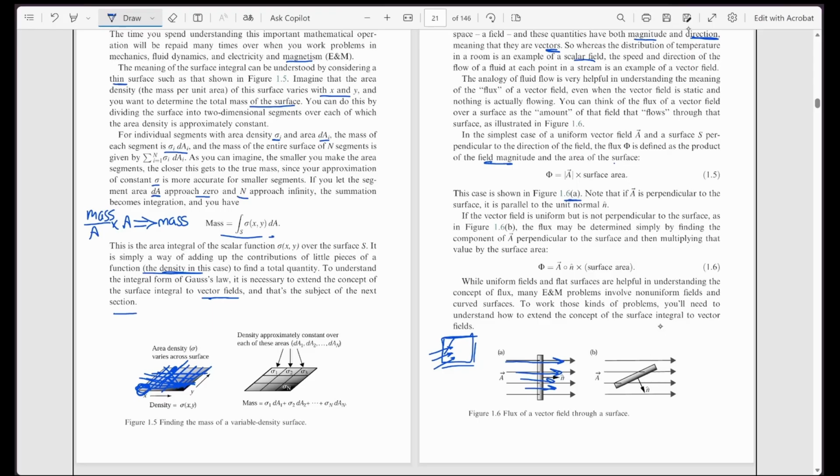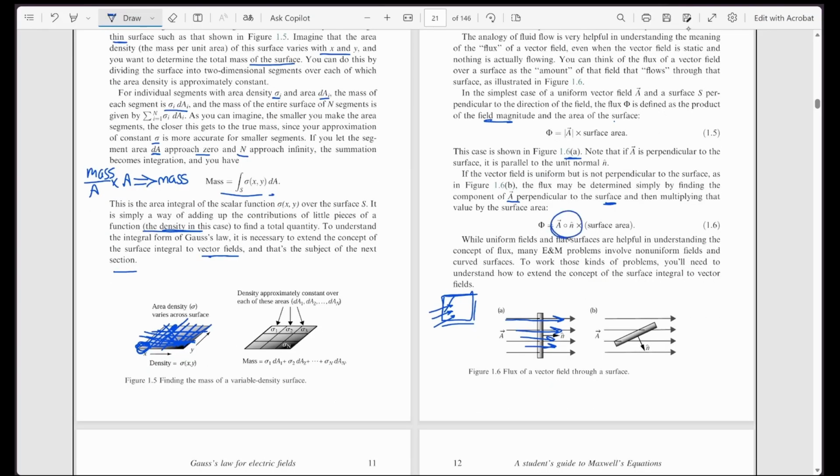What if they weren't perpendicular? If the vector field is uniform but is not perpendicular to the surface, as in figure 1.6b, the flux may be determined simply by finding the component of A perpendicular to the surface. So we'll just perform a dot product as we learned a couple of minutes ago. So we'll first get the perpendicular component and then multiply by the surface area.